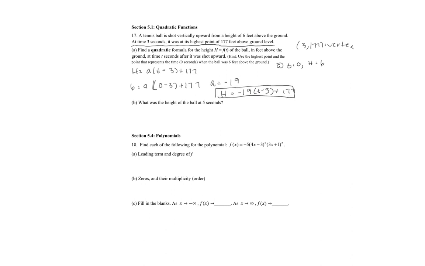And then part B asks what the height of the ball was at 5 seconds. So then we can just take h of 5 for the formula that we just came up with. And so that's going to be 101 feet.